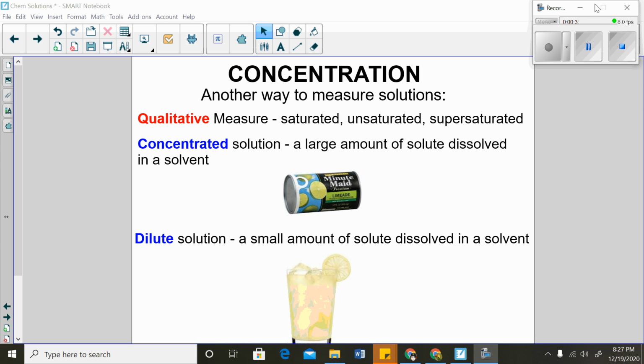And what you're looking at here is what is actually called a concentrate, right? So it's just a ton of flavoring frozen, and then you add that to water, right? And you get limeade, like it says on the screen, or lemonade, something like that, right? But this is a very concentrated, a large amount of solute, and then you could dissolve it in water.